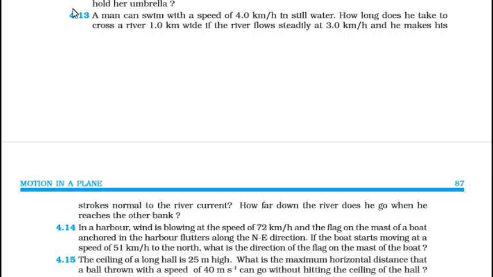Now let us solve 4.13. A man can swim with a speed of 4 kilometers per hour in still water. How long does he take to cross a river 1 kilometer wide if the river flows steadily at 3 kilometers per hour and he makes his stroke normal to the river current? How far down the river does he go when he reaches the bank?